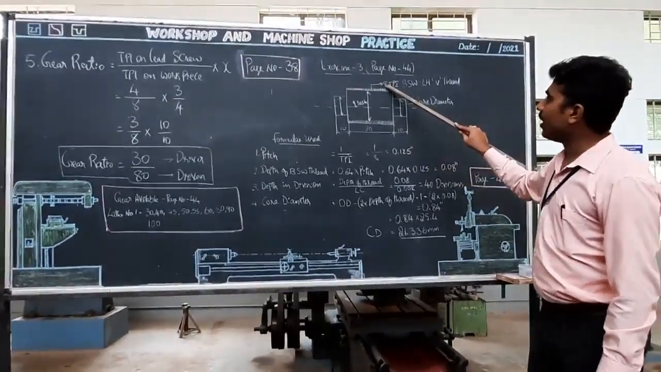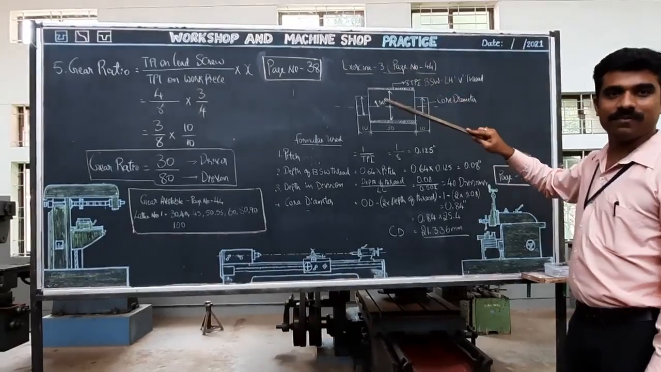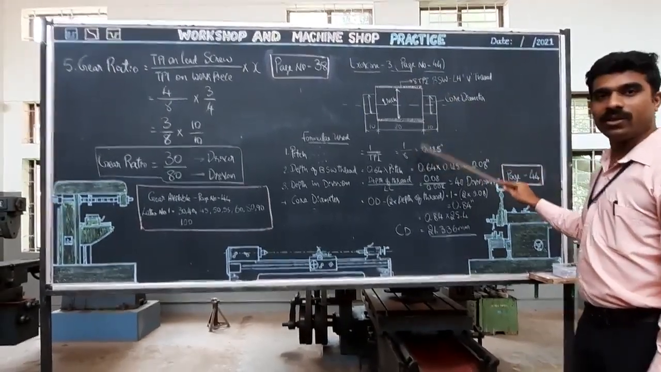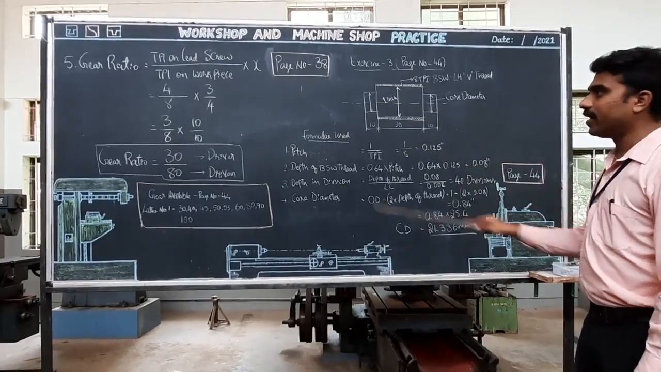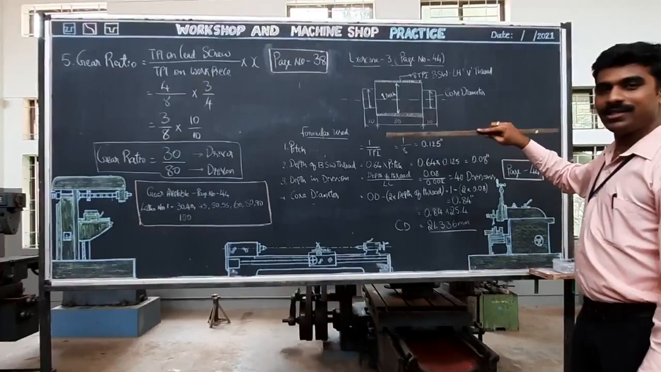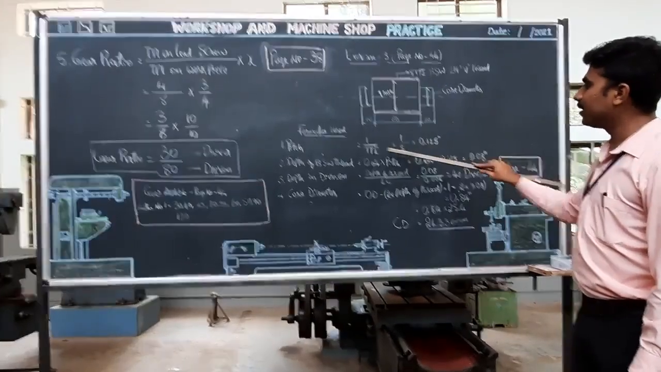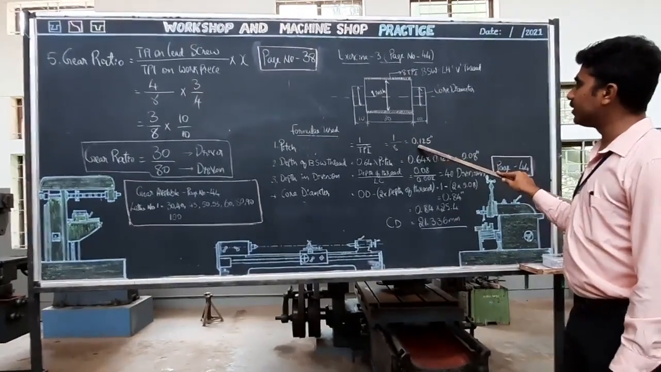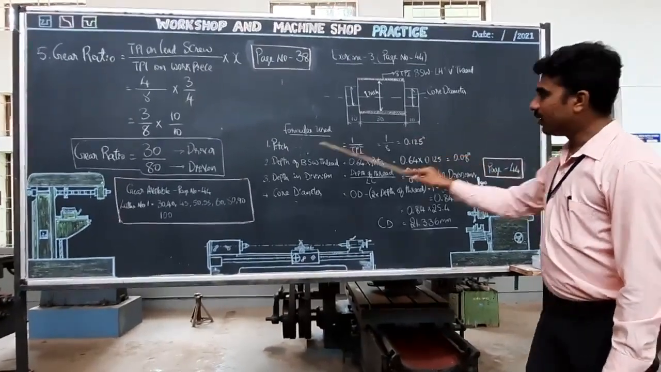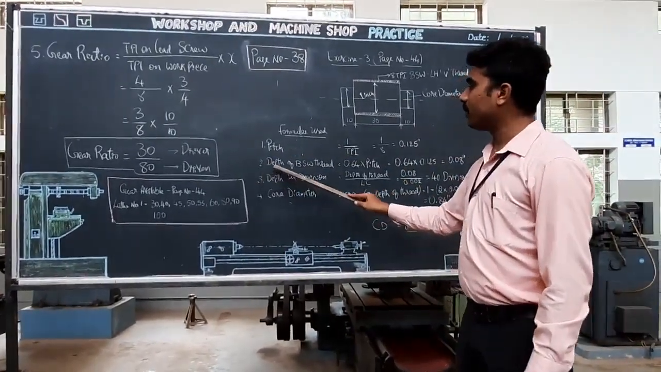Please note this number 8 is in inch. Most of the students fail to convert inch to mm, and if you fail to convert, you will get the wrong answers. So this 8 is in inch. I've taken the same 8, 1 by 8, and I'll get the answer 0.125 inch.